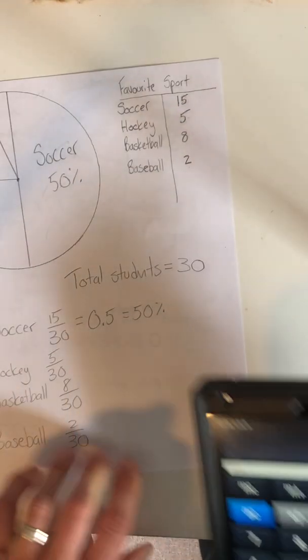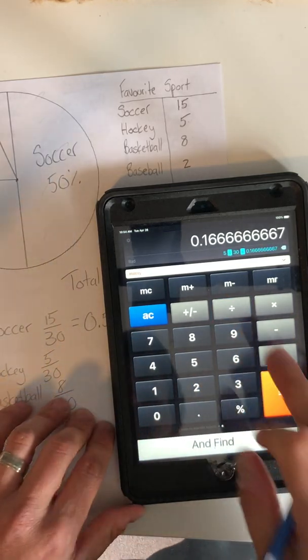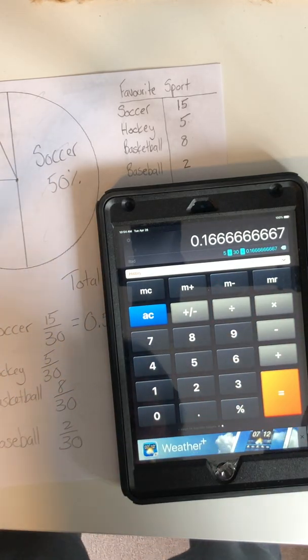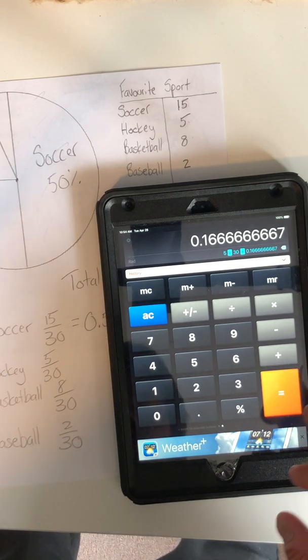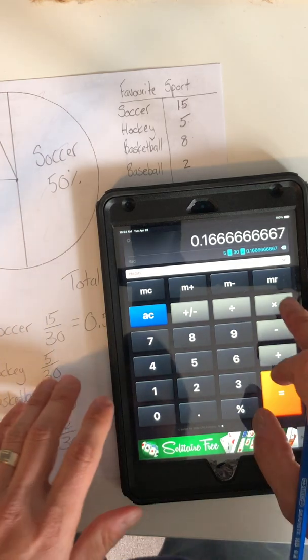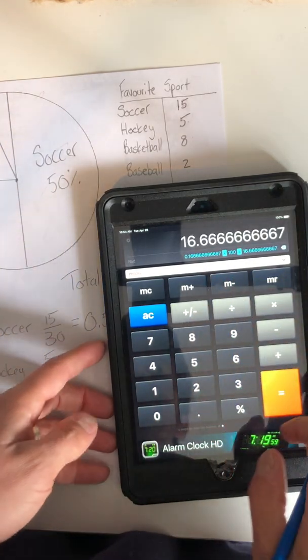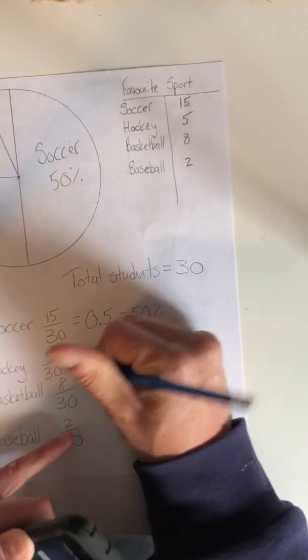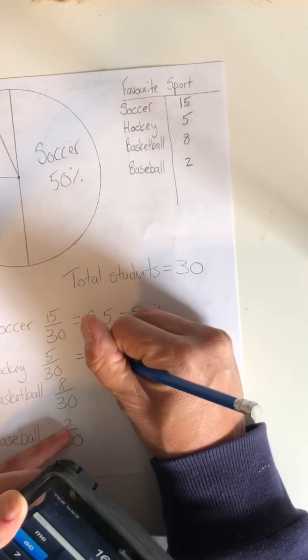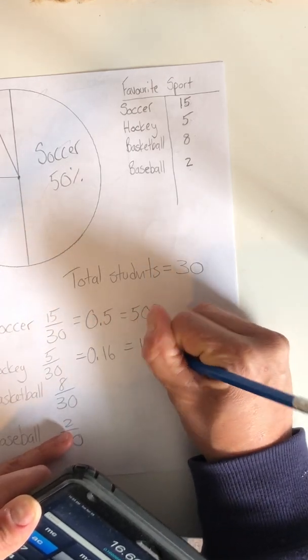Okay, for hockey, what percent is that one going to be? 5 out of 30. Okay, so it's 0.166667. Again, hopefully you can do this just by looking at it. What percent is that going to be? But what we can do is times it by 100. Okay, 16.6. Let's just round that one up to 17%.